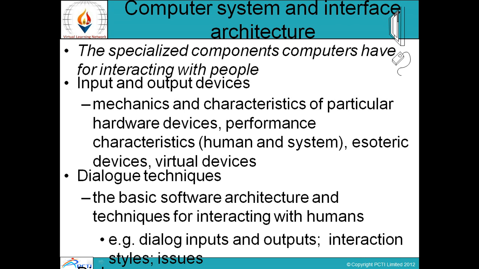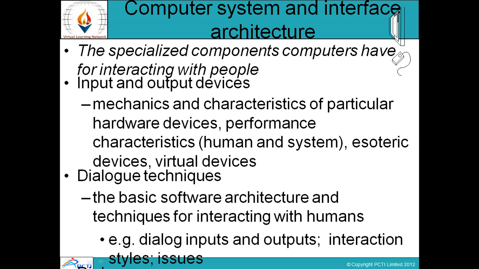Computer system and interface architecture. The specialized components computers have for interacting with people. It means we are having specialized components by which computers can interact with people. We are having input and output devices which make use of the mechanics and characteristics of the particular hardware devices for performance, characteristics, human and system.